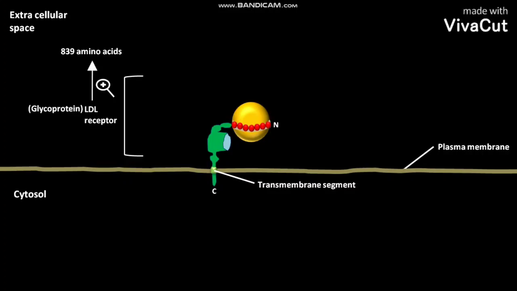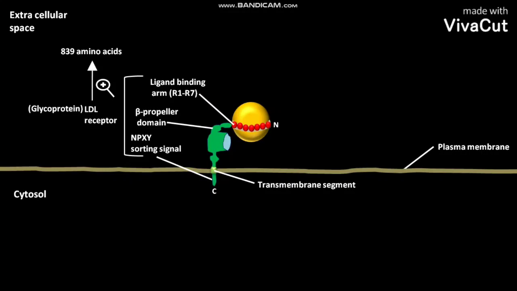The cytosolic C-terminal segment has NPXY sorting signal. The exoplasmic N-terminal segment has a beta propeller domain and a ligand binding arm having repeats from R1 to R7. R1 to R7 imperfect repeats contain cysteine.